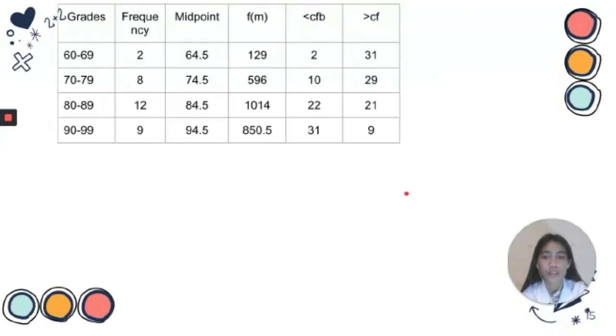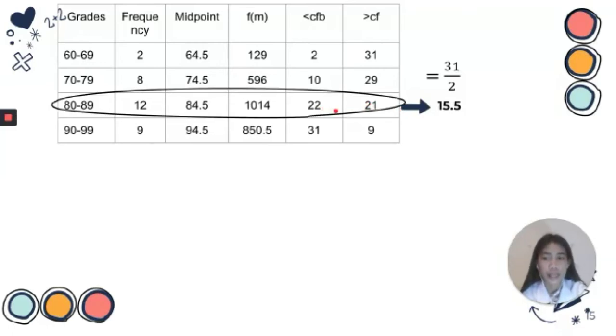So, using the formula, dito muna po, hahanapin natin kung asaan yung median class dito. To find the median class, the total number of frequency, which is 31, divided by 2 is 15.5. So, ang 15.5 ay andito po siya sa 80 to 89. Dito po yung middle class.